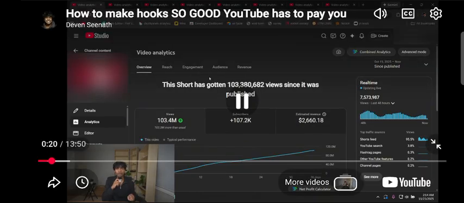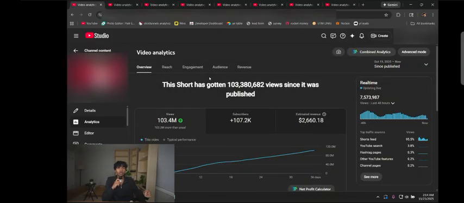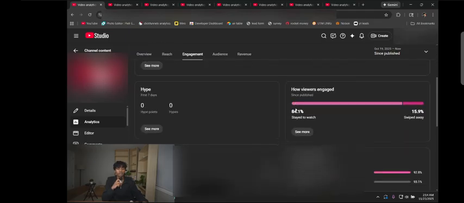So the very first thing you have to understand when you're trying to make a good hook for a YouTube short, you have to understand the metric that actually measures how good your hook is. So if you go to your video here and you click on engagement, scroll down, you're going to see this right here that says how viewers engage and a stayed to watch ratio with a swipe away ratio. So this is a very important metric to look at. Make sure you guys go to your own YouTube algorithm and do this along with the video so you can see this for yourself as we're going through this.